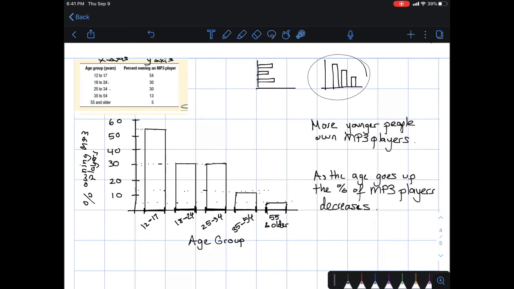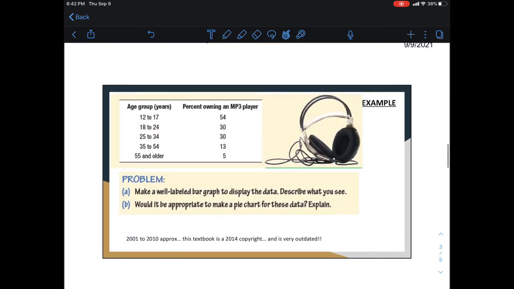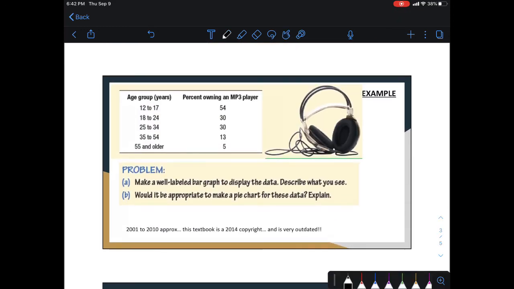All right, so if you want to pause, you'll see I just wrote these down, you can add that. I just didn't want to waste video time on that. Okay? All right. And so the second part, B, that was A. B says, would it be appropriate to make a pie chart for this data? Okay, look at your groups. Do the groups represent all ages? It's 12 to 17, 18, so this is covered, then here, then here, then here, then here.